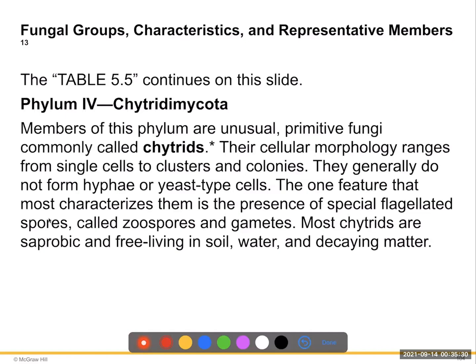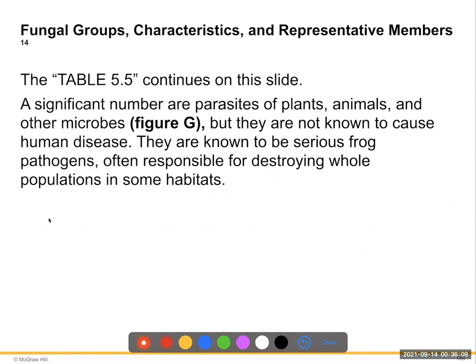Chytridiomycota, members of a family of unusual primitive fungi. Their cellular morphology, basically their shape, ranges from single cells to clusters and colonies. They generally don't form the hyphae that we usually see, or yeast-type cells. Okay. The one thing that we characterize them by is the presence of a special flagellated spore called zoospores and gametes. Most chytrids are saprobic, free living in the soil, water, and decaying matter. There is a significant number of parasites of plants, animals, and other microbes. They're not known to cause human diseases. There can be serious frog pathogens, often responsible for destroying whole populations of frogs in some habitats.